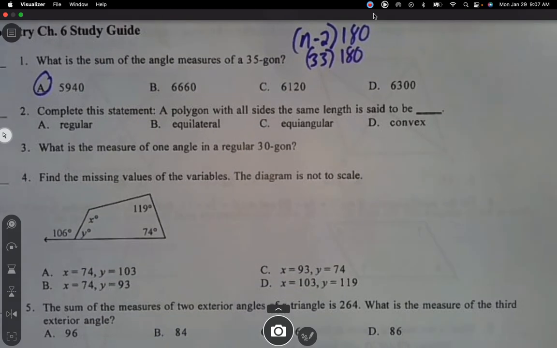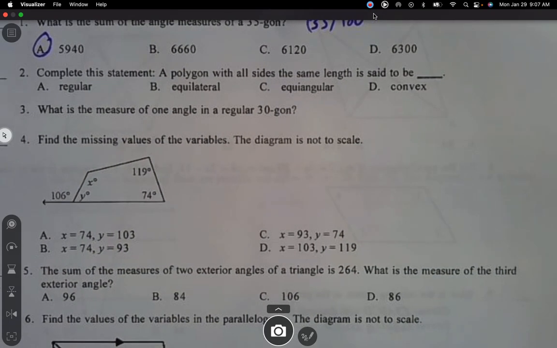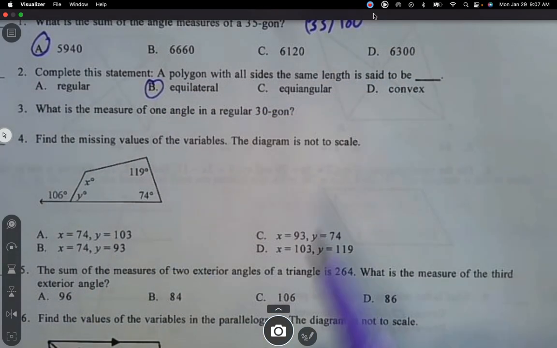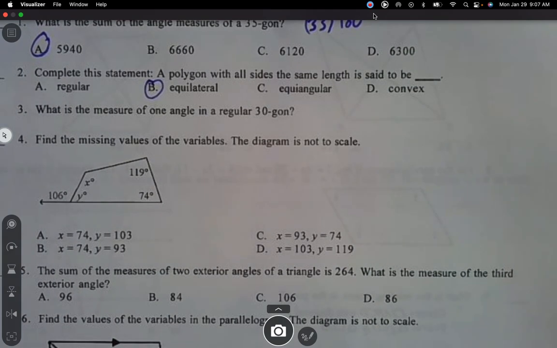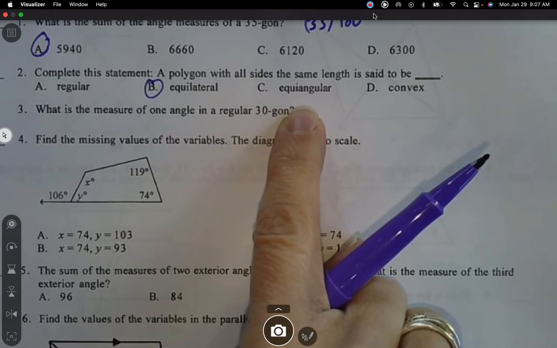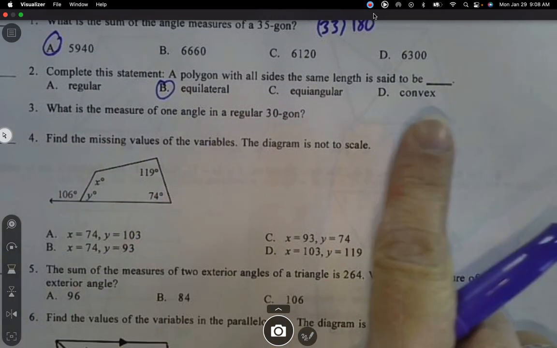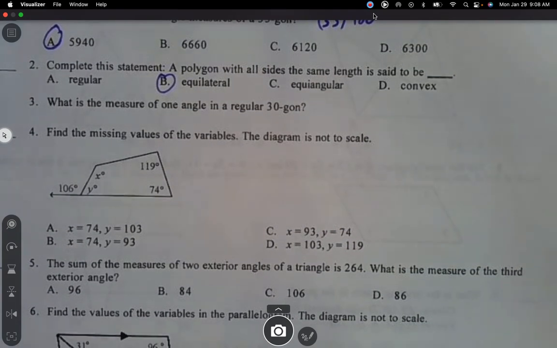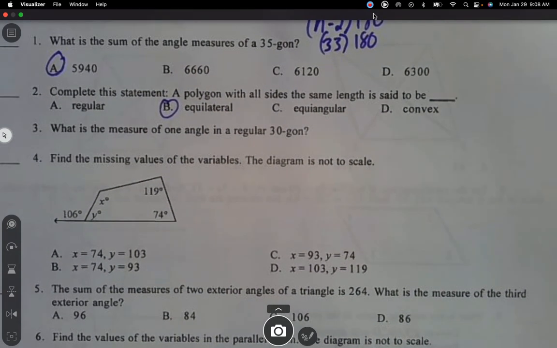All right. Then number 2, it says complete this sentence. Polygon with all the sides the same length. What's that? If all the sides are the same, that's equilateral. What if it said all angles the same? Equiangular. What if it said both of those things? Regular. Convex. All right.